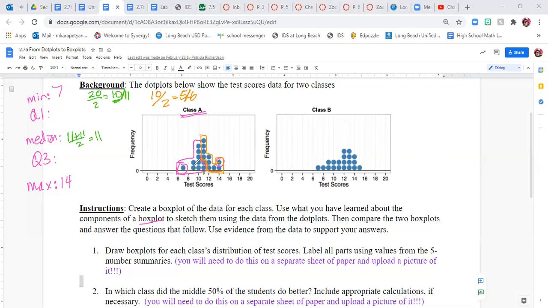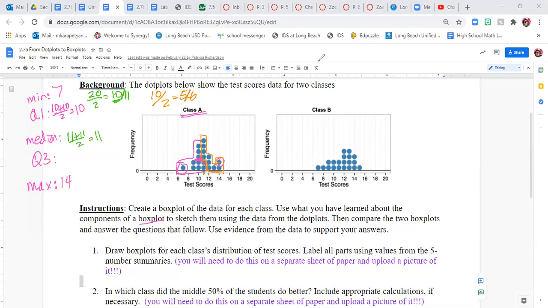So 1, 2, 3, 4, 5, 6. Here's 5 and 6. I'm looking at the average of 5 and 6 here. Luckily, the 5th and the 6th dots are above the value of 10. So this is going to be a 10 plus a 10 divided by 2. That's still a 10.